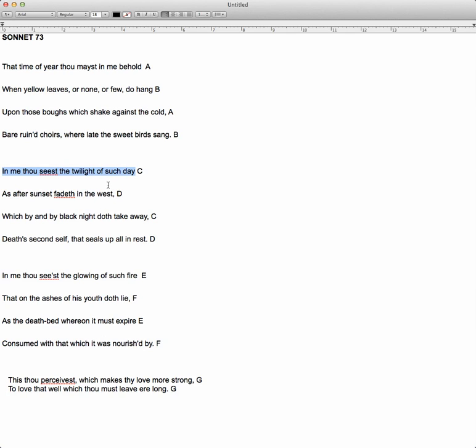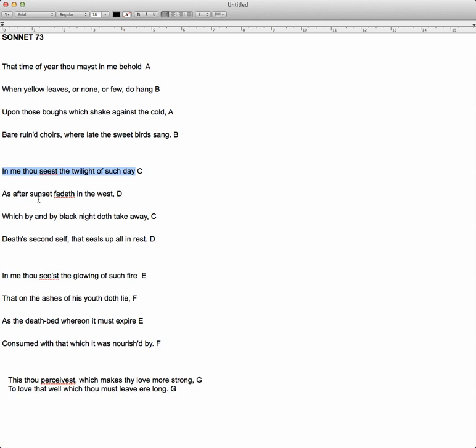And when I think of twilight, I think of that time period right at the end of day, but before it's quite nighttime. Just kind of like autumn is at the end of the summer, but it's not quite winter yet. Now we're at twilight between day and night. As after sunset fades in the west.